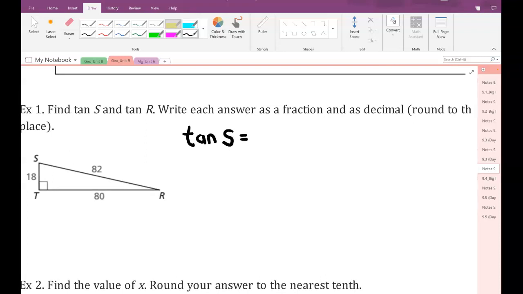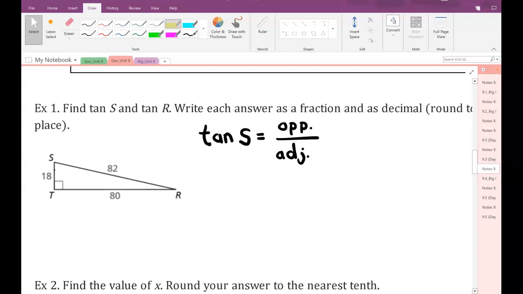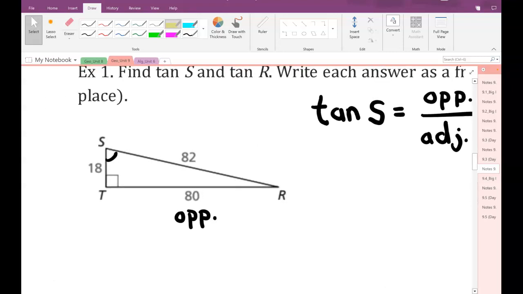Well, to find the tangent of S, we have to take the length of the opposite side from angle S, and also the adjacent side of angle S. So this is angle S. This would be our opposite side. And then 18 would be our adjacent side. Notice, like I said, I'm not using the hypotenuse, I'm using just the two legs when I'm talking about tangent.